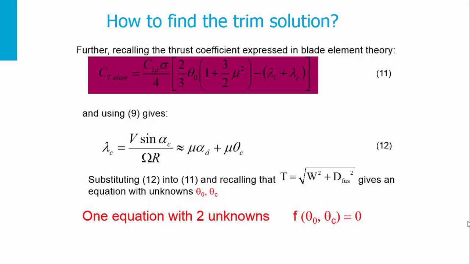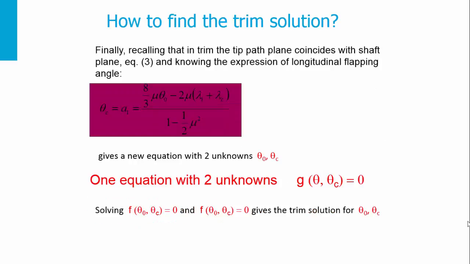substituting 12 into 11 and recalling the trim of the helicopter, it gives us one equation with two unknowns, theta 0 and theta c. Then we go to the equation which gives us the longitudinal cyclic pitch, the longitudinal disk tilt angle. The longitudinal cyclic pitch equals in trim the longitudinal disk tilt, and we have derived the formula for the longitudinal disk tilt. In this equation we again have two unknowns, theta 0 and theta c. Solving this equation with these two unknowns together with the previous one, we will have the trim solution for the helicopter.